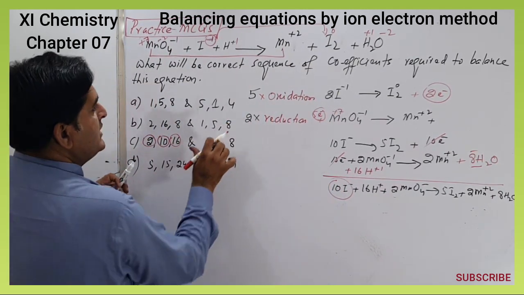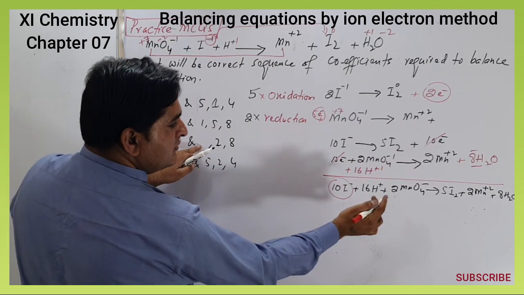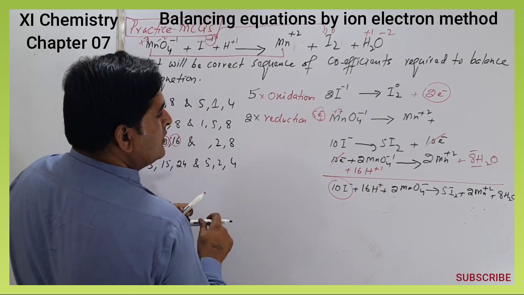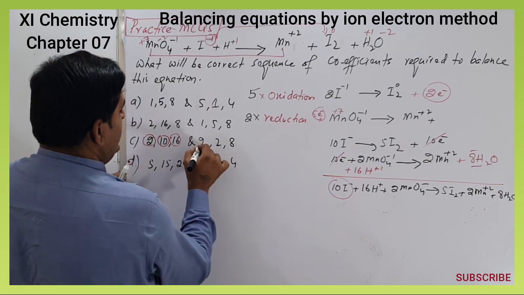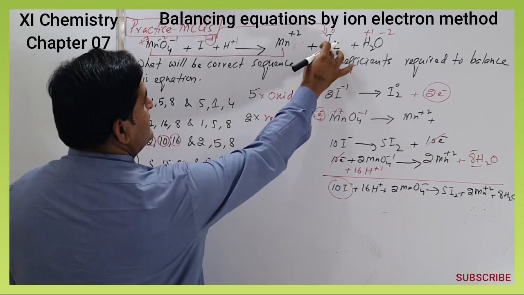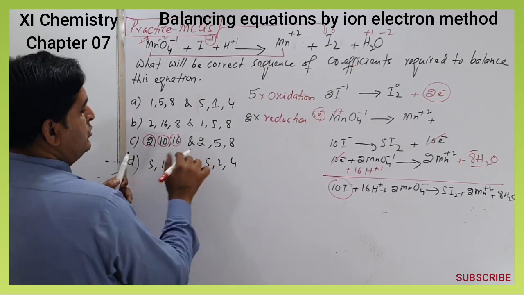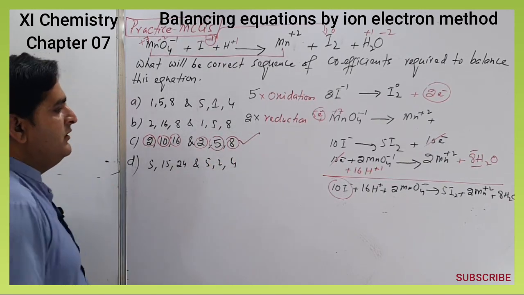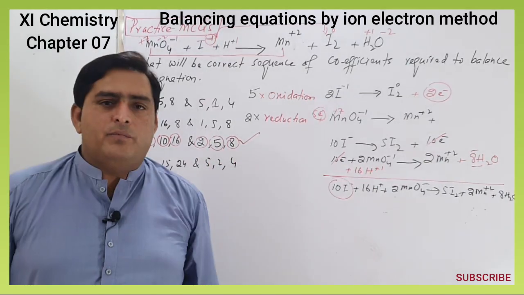So I rearrange this. First manganese. What is the manganese? Manganese is 2. So we write 2 here. And what about iodine? They are 5. As iodine is written in the second, I write here. So 2 manganese, 5 iodine, 8 waters. This is the correct equation. In this way, you will deal with the problem.